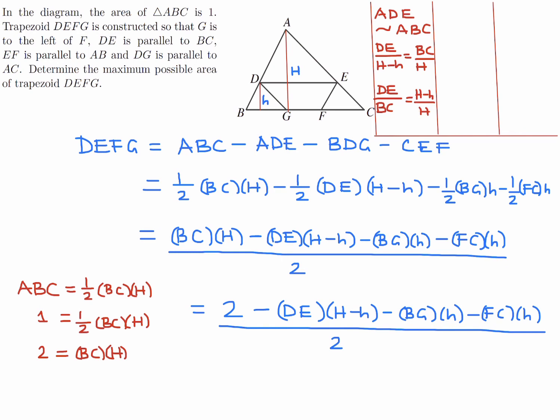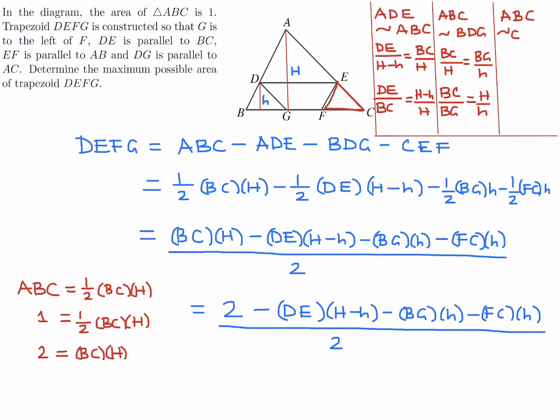The next similar triangle relationship is between the big guy, ABC, and BDG, the small one. And if you do that, you get BC over H is equal to BG over small h. And again, any variation of this is also valid, like BC over BG is equal to big H over small h. And then the third similar triangle relationship is between the big triangle and CEF.